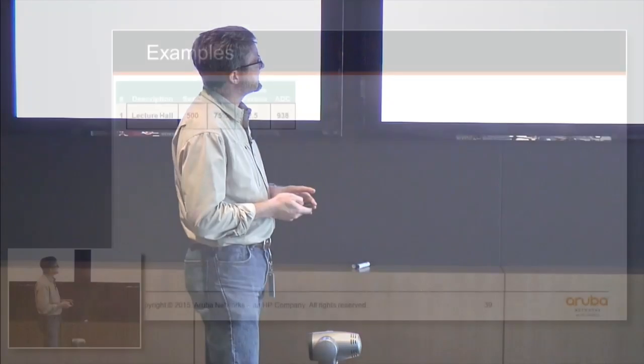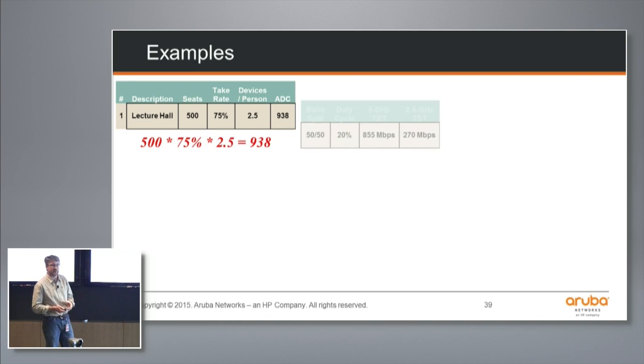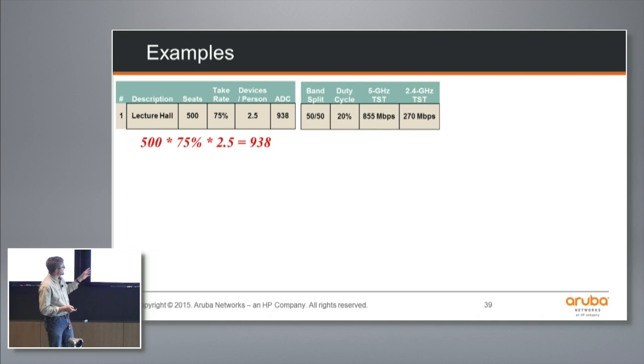Okay. So just to finish out the example, we'll take those three scenarios. The lecture hall. Now we're talking devices. There were 500 seats in the lecture hall. We're going to plan on a 75% take rate, so that's about 940 devices. Let's say I put half of those on each band, so I've got to get about 470 devices on each band.